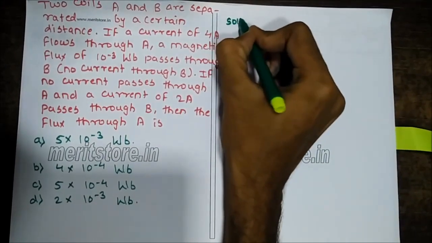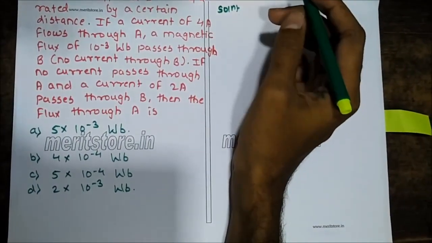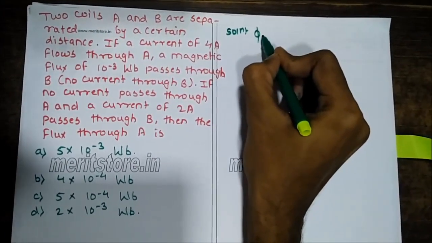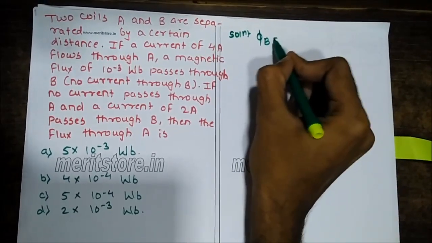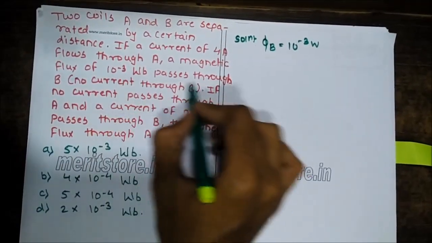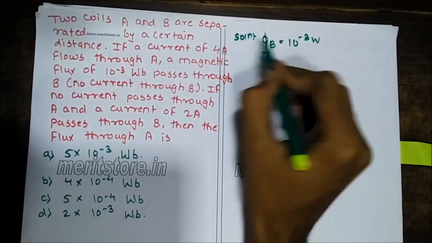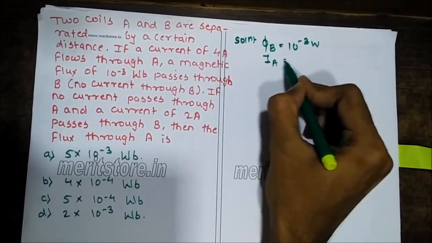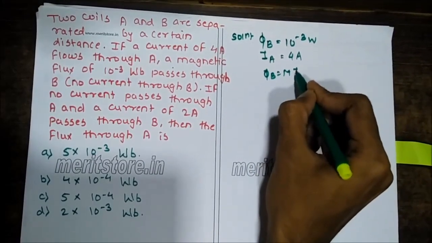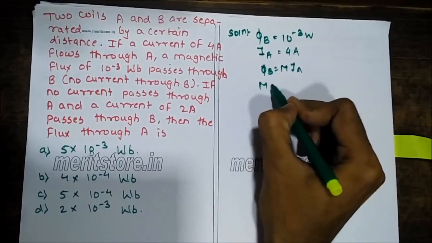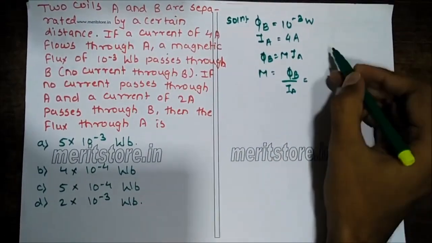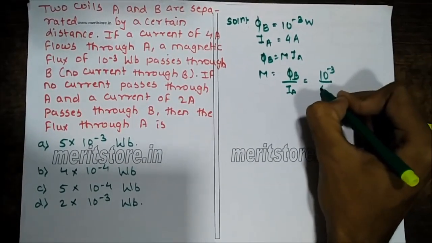Firstly, we'll find the mutual inductance M. What we are given is the magnetic flux linked with B, which is about 10 raised to minus 3 Weber. Magnetic flux of 10 raised to minus 3 passes through B when the current I through A is equal to 4 amps. So we have the formula, magnetic flux is equal to M into I A. So your M value becomes M equals phi of B upon I of A, which is equal to 10 raised to minus 3 upon 4 Henry.